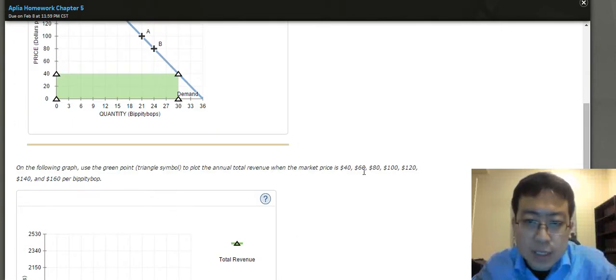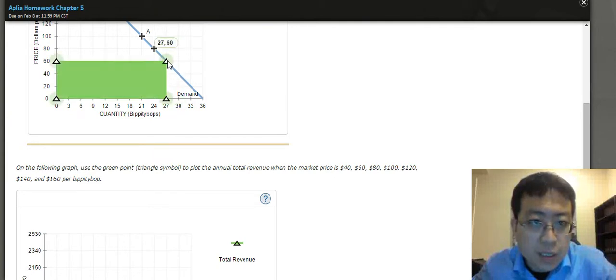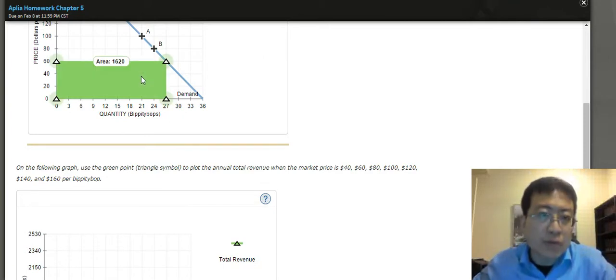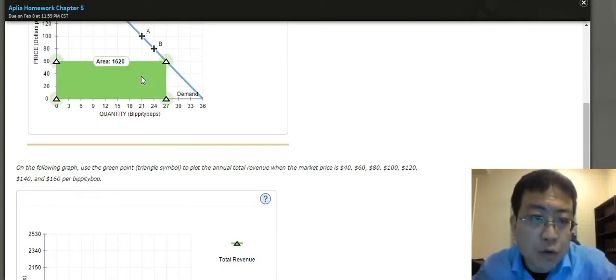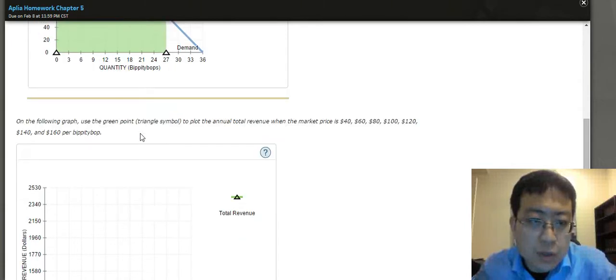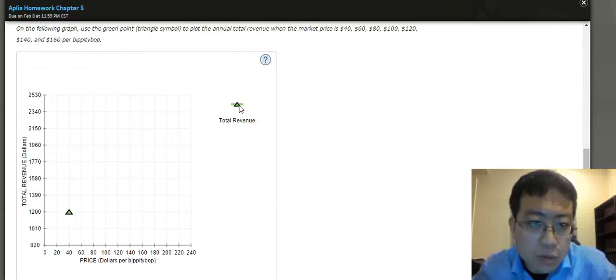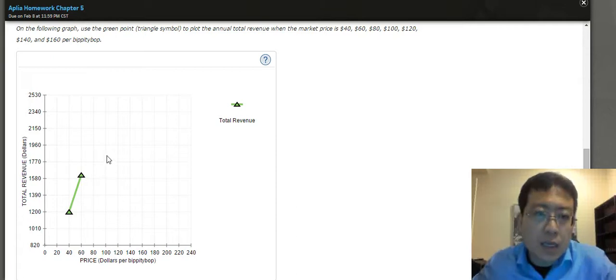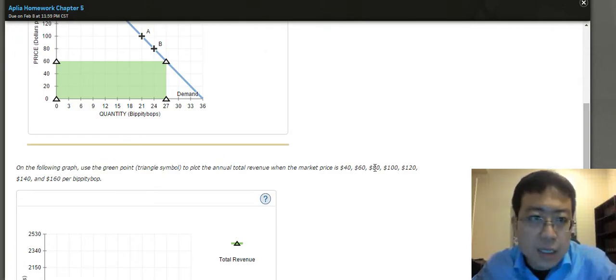And then next, when the price is at 60, let's move to 60 now. Now we're going to move back to our demand curve. We intersect, so at 60 we have 27 units. Now click on it. The area will be 1620. So at 60, let's draw another one, at 60 will be 1620. And then next one at 80, so drag this one step higher.